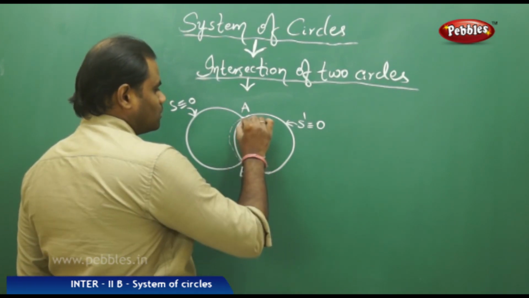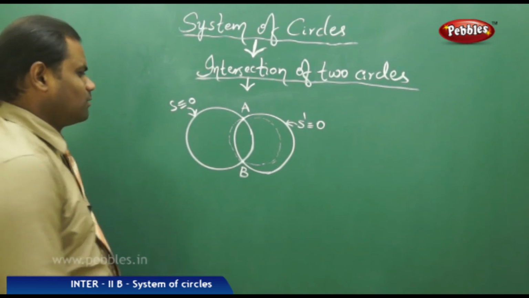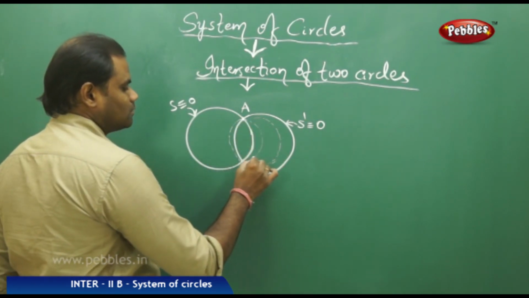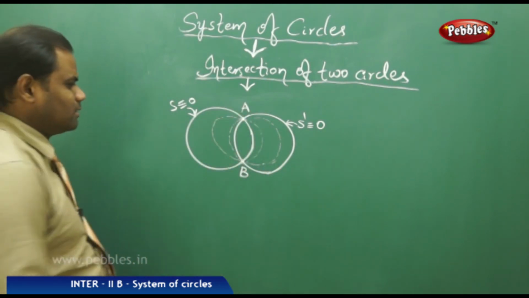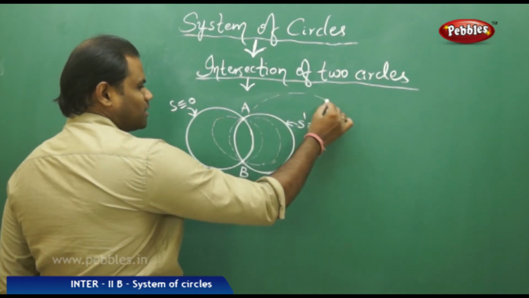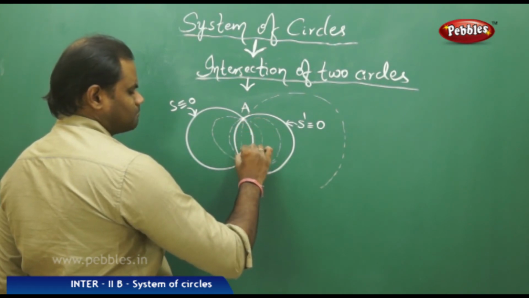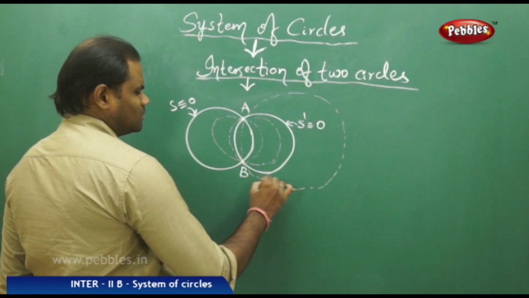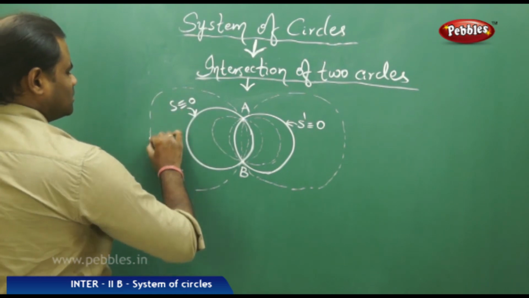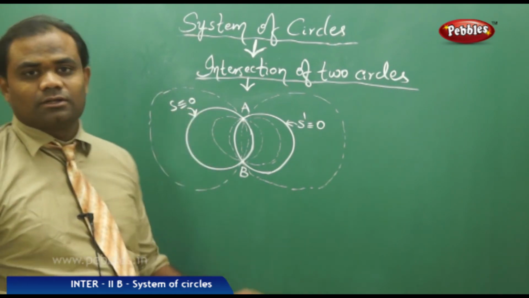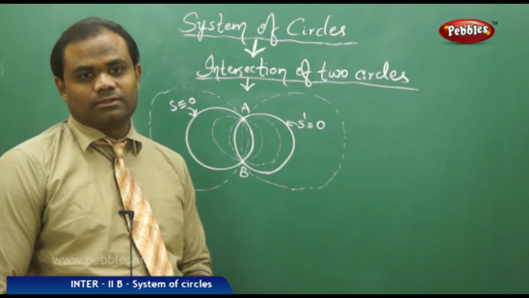Suppose I would like to draw a circle passing through A and B, and then another circle with a bigger radius passing through A and B. So I get infinitely many circles which can be drawn through A and B, which is called the system of circles.